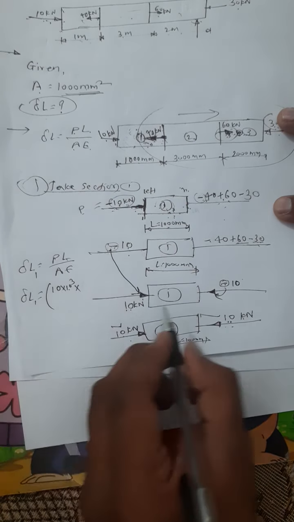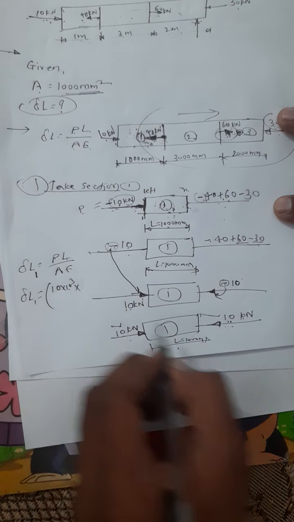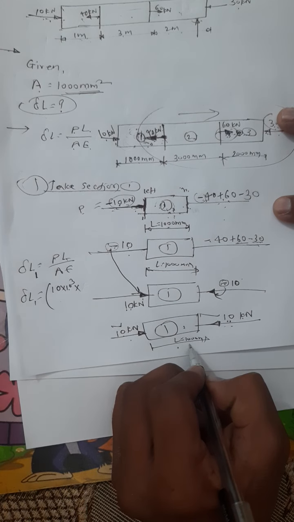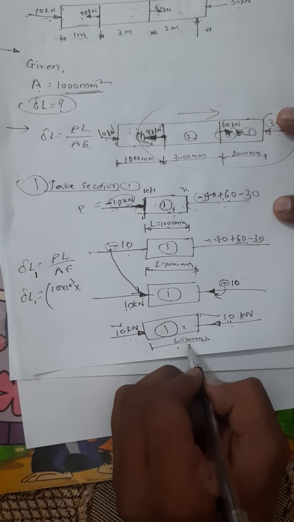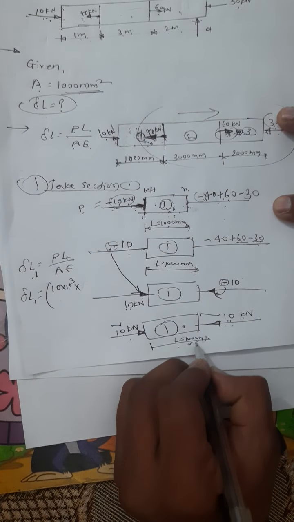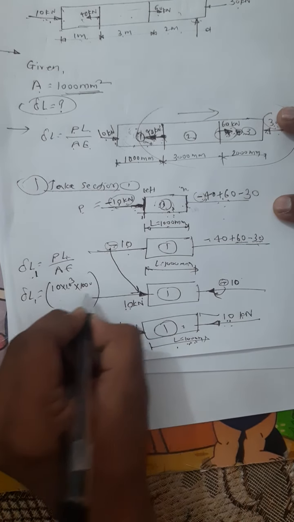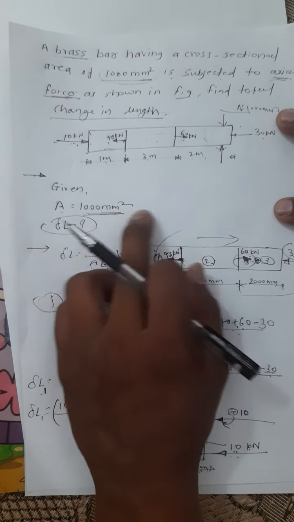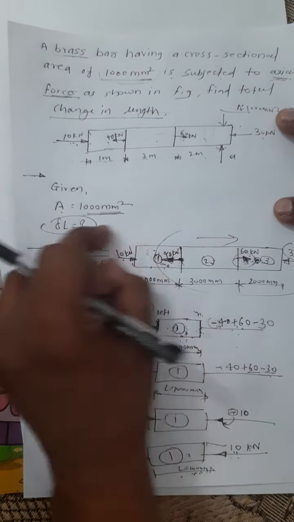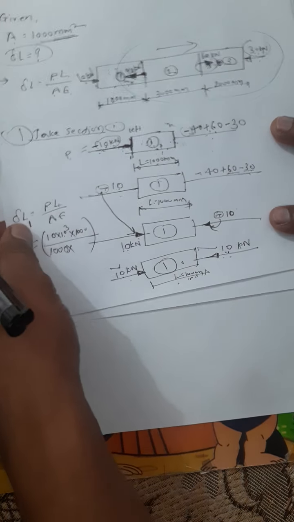And the length of that same section, because we are calculating change in length 1. Section 1 has an original length of 1000 mm. Okay, area remains the same for all sections. Uniform area is there. So area is how much? Again 1000. And what about Young's modulus?